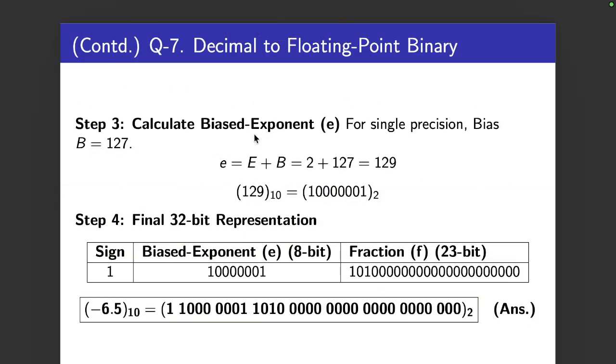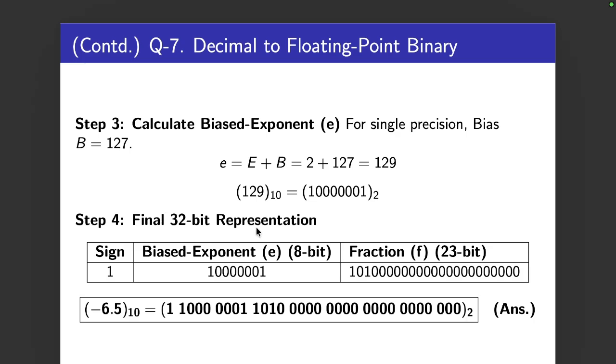Next, calculate the biased exponent E. E equals e plus b, as already discussed. This is single precision, 32 bits, so the bias is 127 and the actual exponent is 2. So the biased exponent is 129. Next, we convert this 129 from base 10 to binary form, which is 10000001.